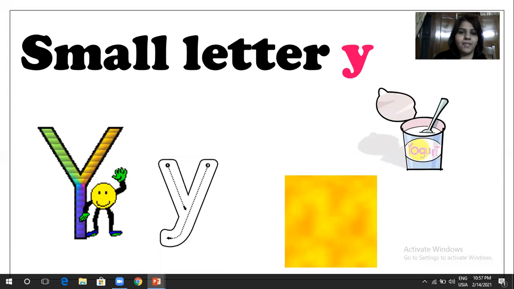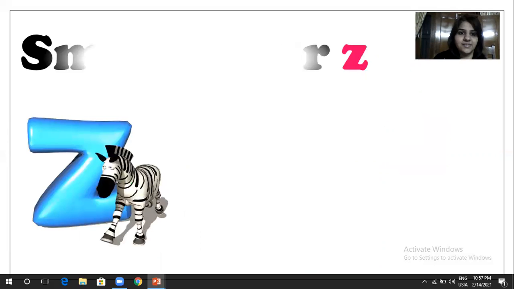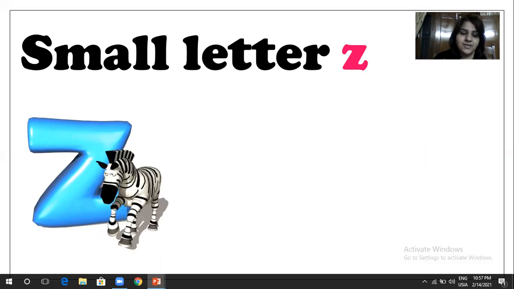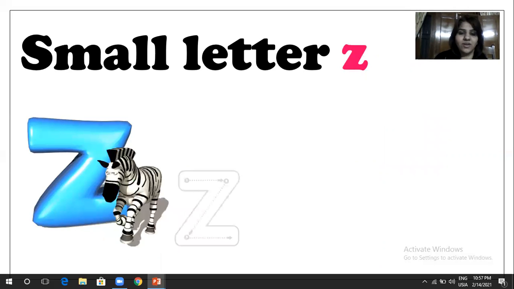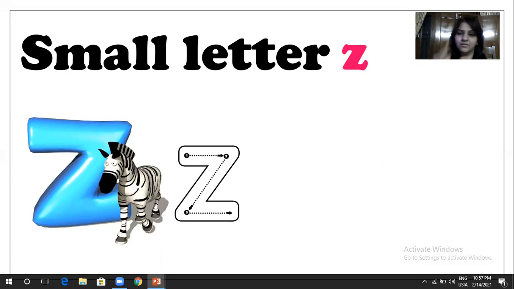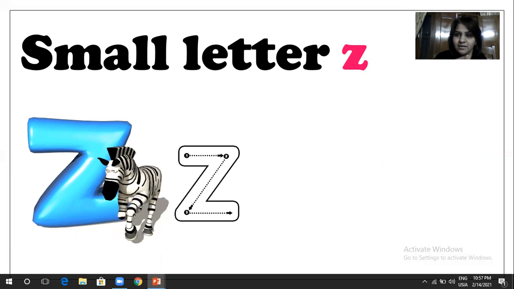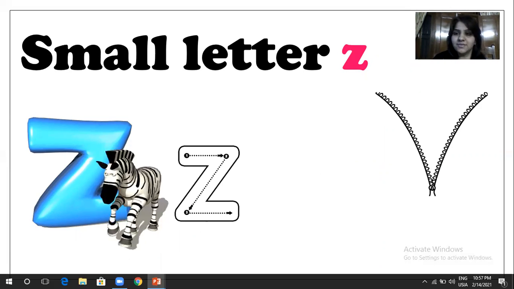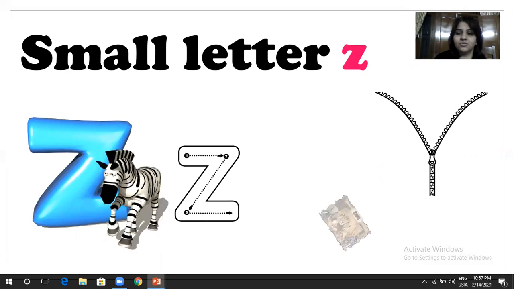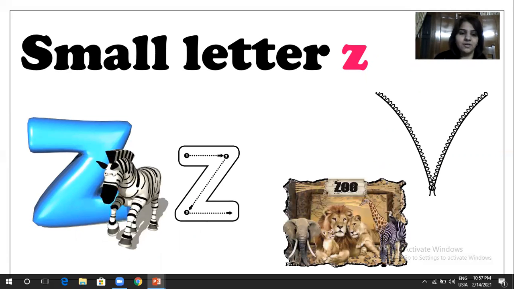Great. Our next letter is Z. Small letter Z is also like capital letter. Slipping line, slant line, and again slipping line. Z. Z is for zebra, zip, zoo. Okay.